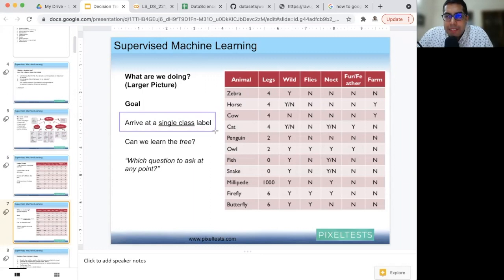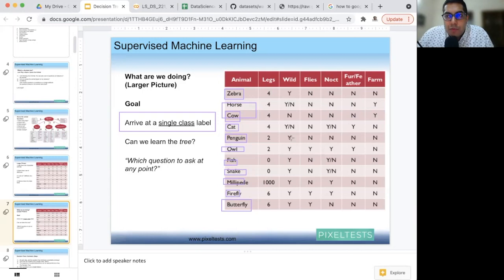So the goal is always to arrive at a single class label. Now, what is a single class label? A zebra, a horse, a cow, a cat, a penguin, an owl, a fish, a snake, a millipede, a firefly, a butterfly. So here, the number of class labels was 11. That's the kind of animal.